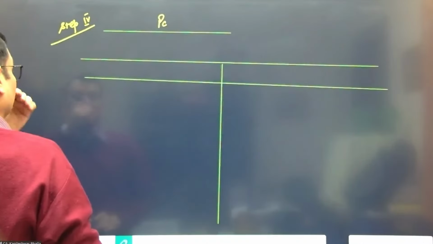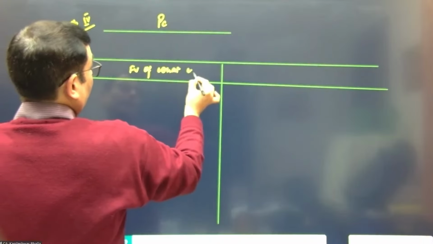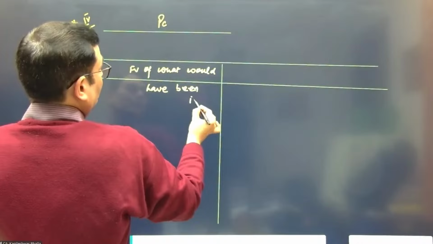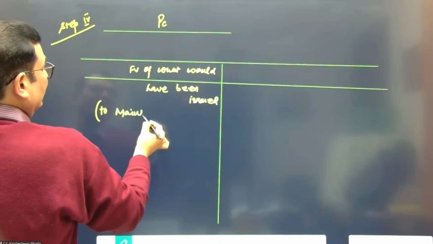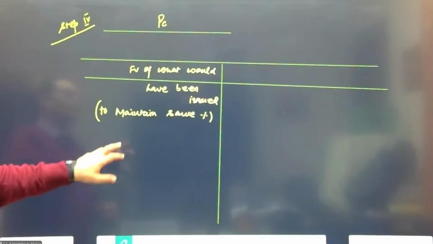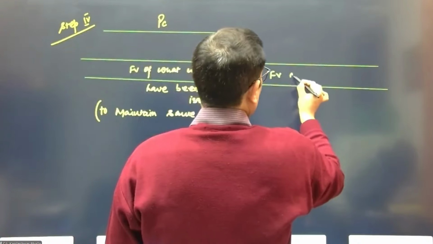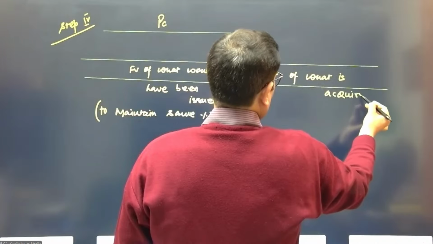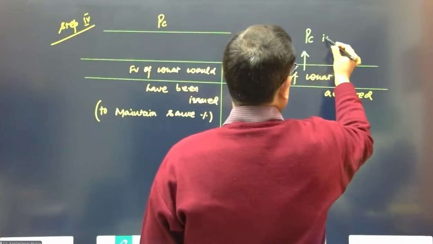So in this particular case, we need to first consider the fair value of what would have been issued to maintain the same percentage. And then we will take the fair value of what is acquired. And why are we doing this calculation of the fair value of what is acquired? For the reason that the purchase consideration is only in shares.